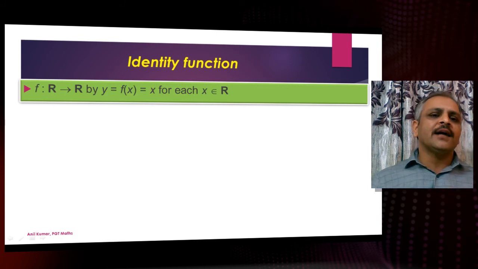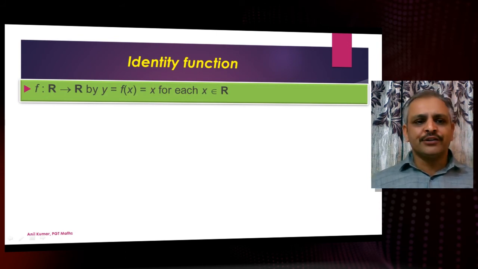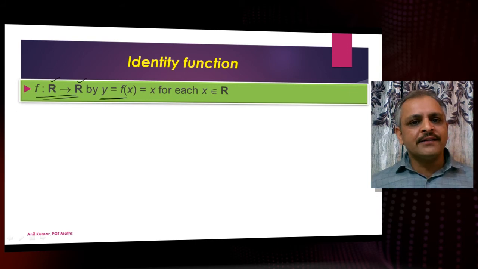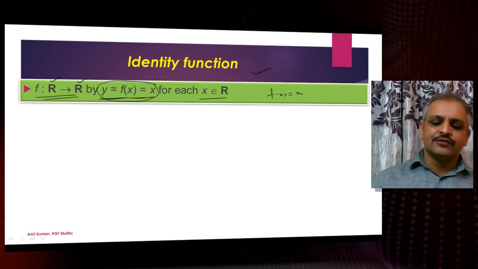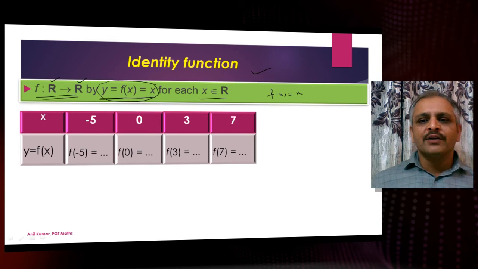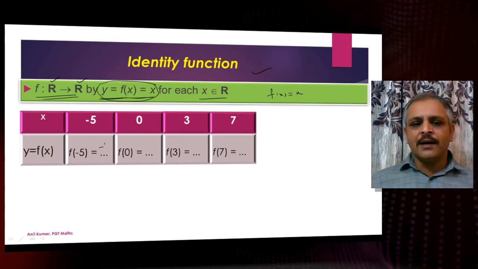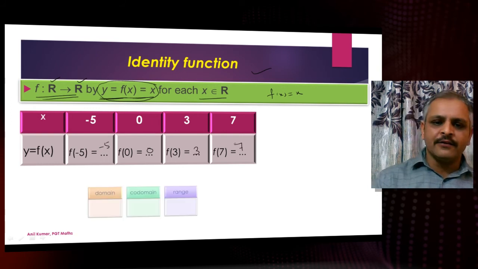So that is known as the identity function, and we will define it like this: a function where y is equal to f(x), and what is that function? y is equal to x, for x belongs to real numbers. So the function f(x) is equal to x is known as an identity function. Let's check why it is known as identity function. If I put here x is equal to minus 5, what will I get? Again minus 5. If I put x is equal to 0, then the value of y will be 0. If x is equal to 3, y will be 3, and if x is equal to 7, y will be 7.